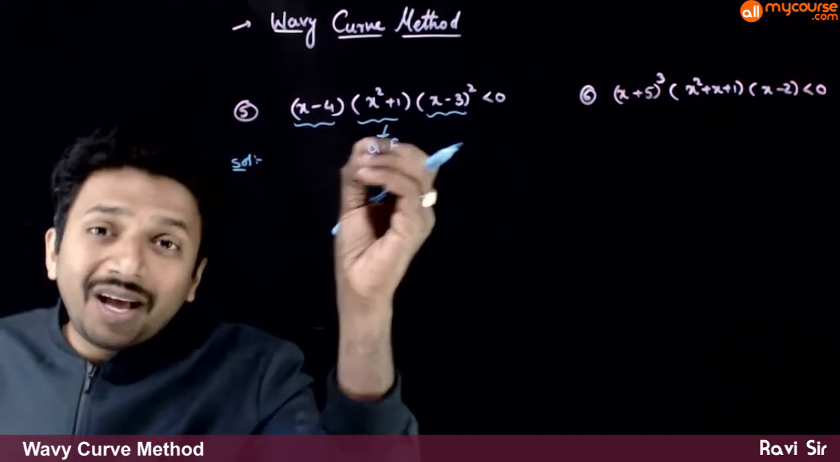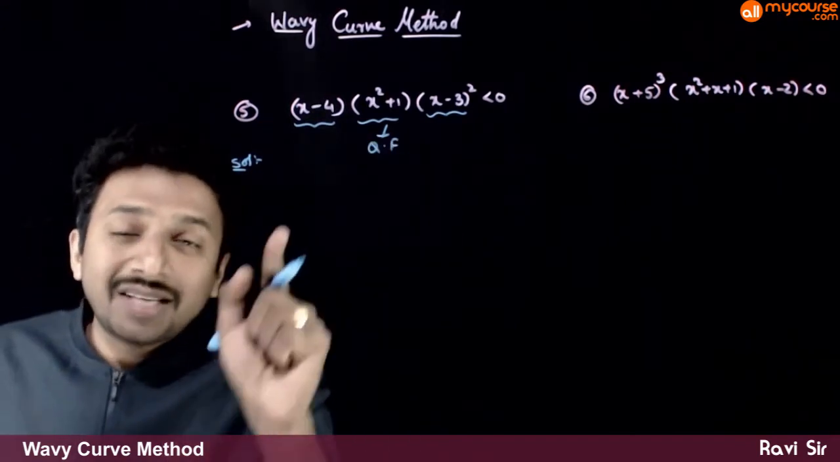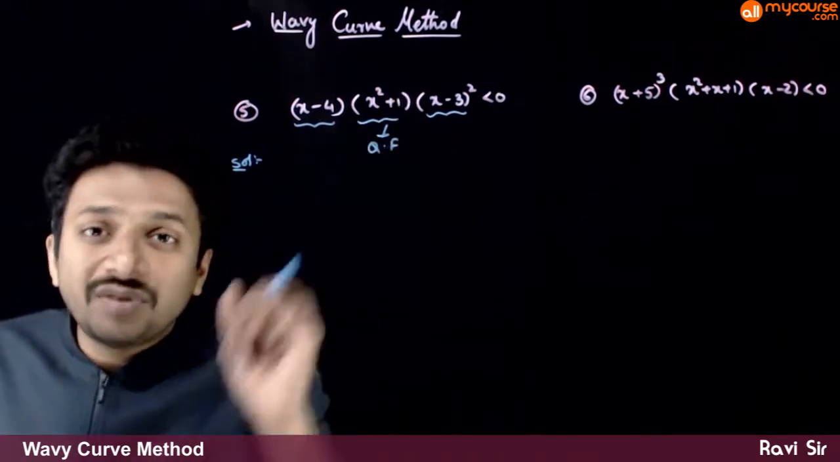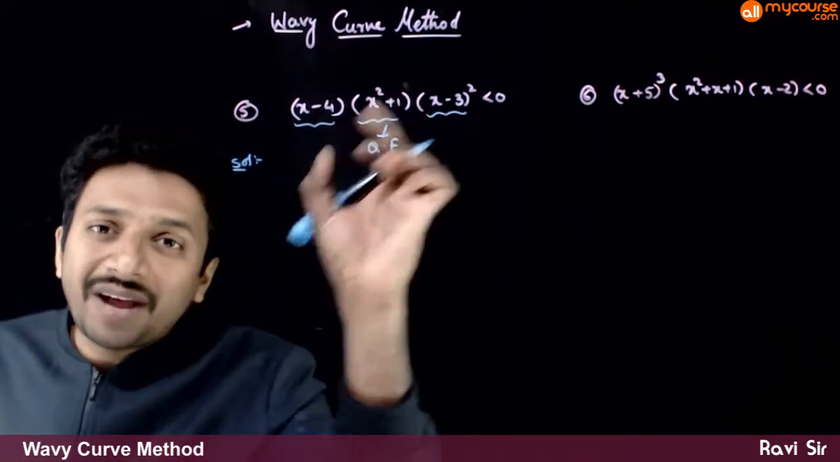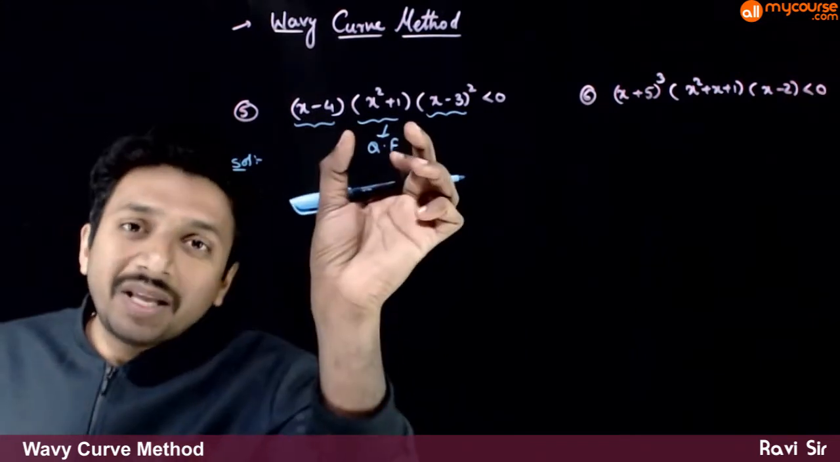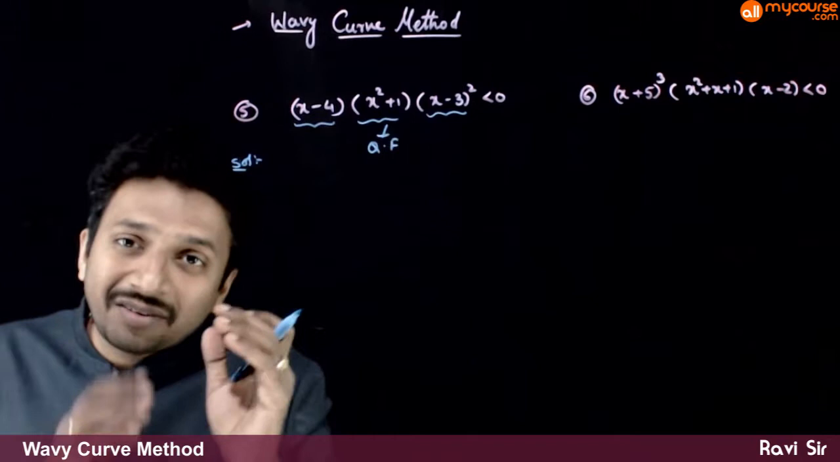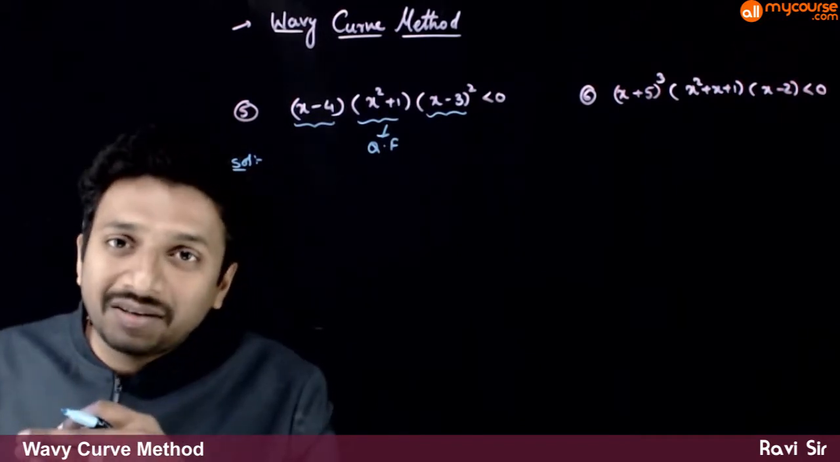So I cannot directly apply the wavy curve method unless I am sure about this factor. So what is the nature of this factor? Can I further factorize this? x square plus 1 is a quadratic expression. Can it be further factorized into two separate linear factors?